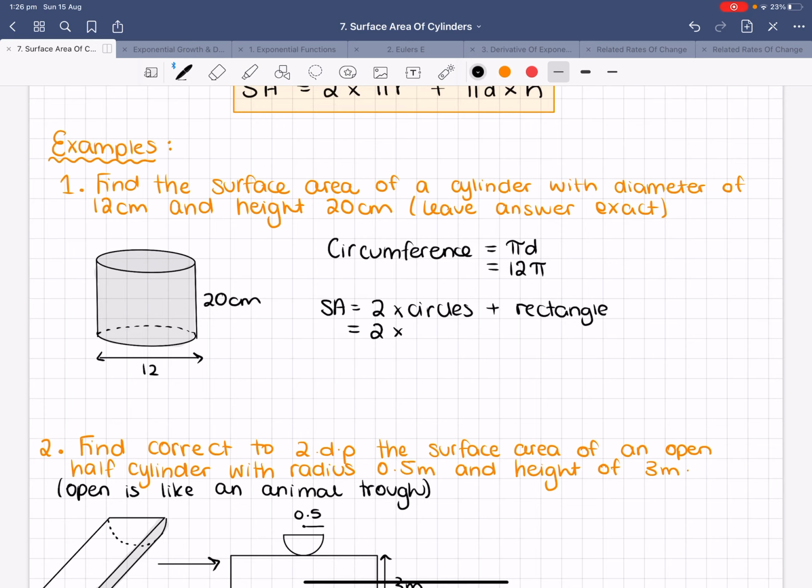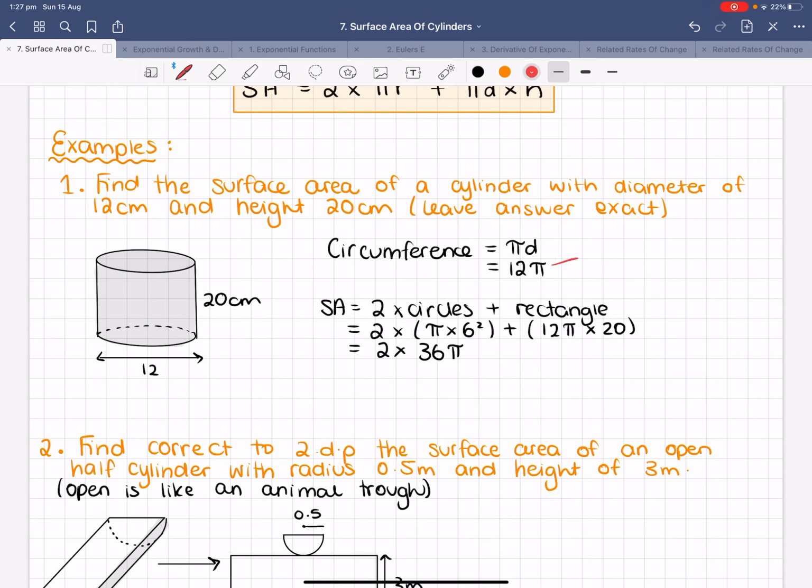So we've got two lots of pi r squared, where the radius is going to be 6, because a half of 12 is 6, plus our rectangle. So remember, the length of that rectangle is going to be the circumference, which is 12 pi, times the height, which is 20. Because we want it in exact form, this means we need to keep the pi symbols there. So the way that we do it is wherever there's numbers, we just work out that answer. So this is going to be 2 times, well, 6 squared is 36. So that's going to be 36 pi.